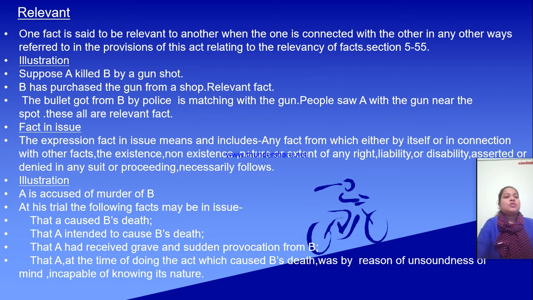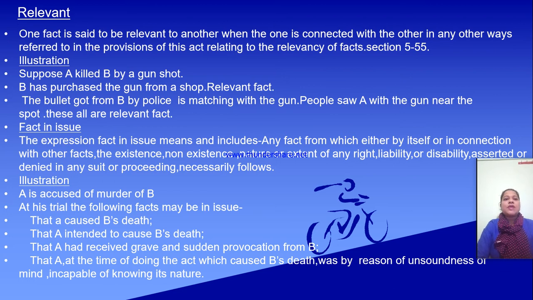Now one illustration, to see what is a fact in issue. A is accused of the murder of B. At his trial, the following facts may be in issue: that A caused B's death, and that A intended to cause B's death. So this is a fact in issue, that he had the intention to cause B's death.